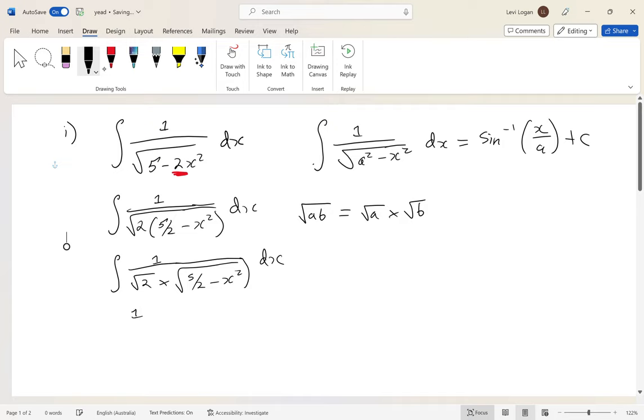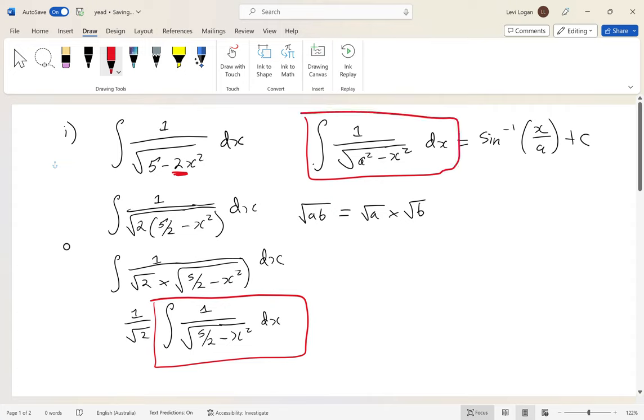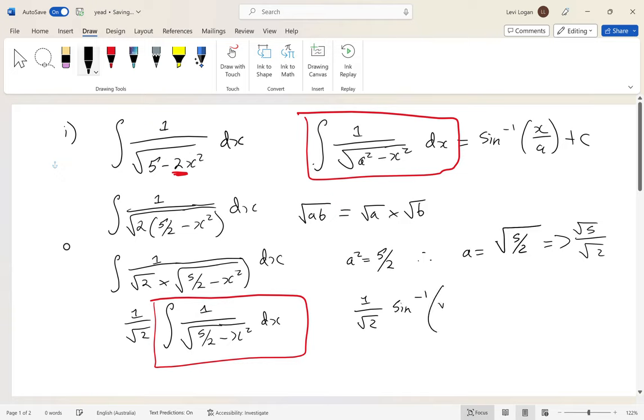Alright, we can take the 1 over the square root of 2 out the front. So the integral over 1 over the square root of 5 over 2 minus x squared dx. This has got the same form now as our trig integration up here. So therefore a squared is equal to 5 over 2. Therefore a is equal to the square root of 5 over 2. Or you could just write it like square root of 5 over the square root of 2. Doesn't really matter. Therefore our integral is 1 over square root of 2 sine inverse of 1 over a, which is square root of 2x over the square root of 5, plus c.